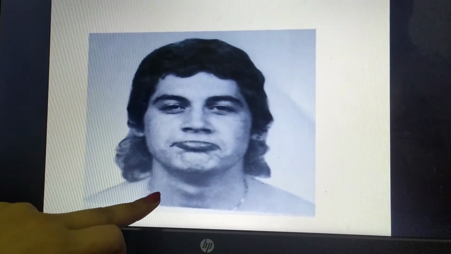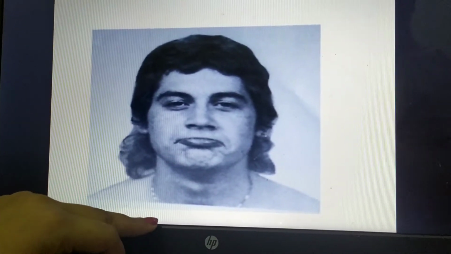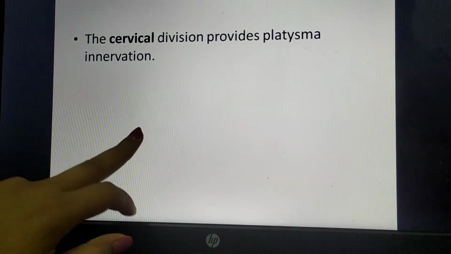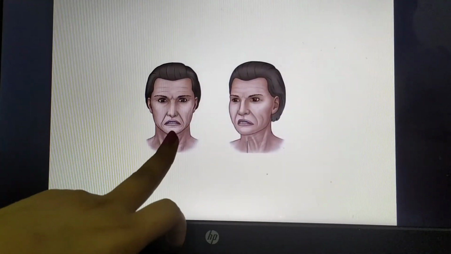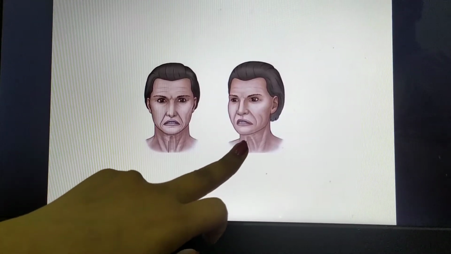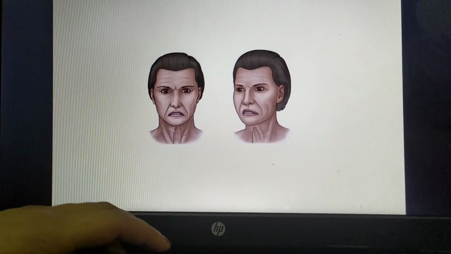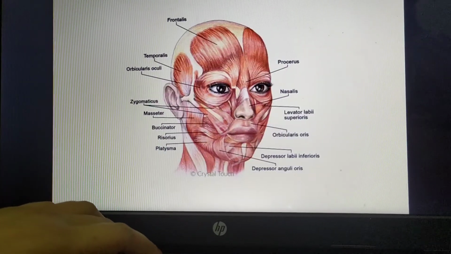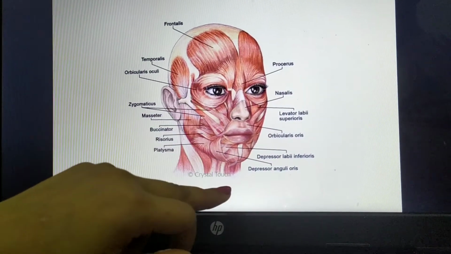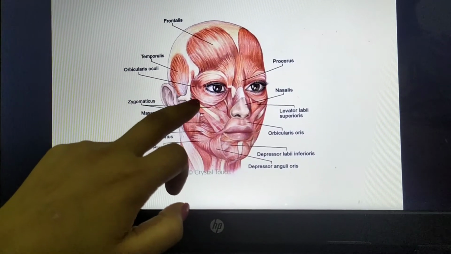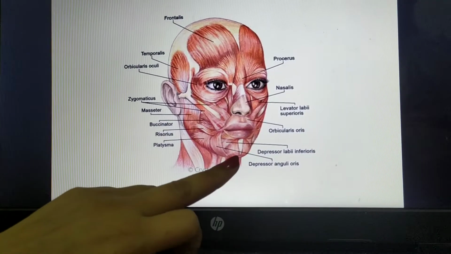This action is done by mentalis. It is also called muscle of doubt. It protrudes the lower lip. The last division is cervical, which supplies the platysma. Platysma basically draws the mandible downward, and it works when there is a grimace expression on the face. These are all the muscles: frontalis, procerus, orbicularis oculi, zygomaticus minor, zygomaticus major, buccinator.